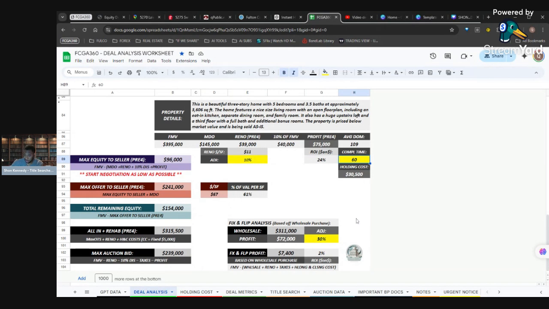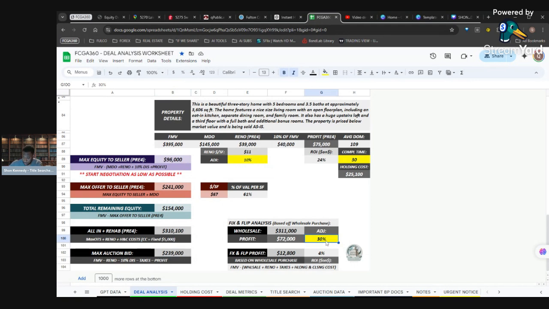Time of completion, $40,000 worth of work, they can get that done in 30 days. Holding costs would be $25,000, which would decrease our all-in rehab costs. So this looks like a pretty good deal. I don't know, let me know what y'all think.